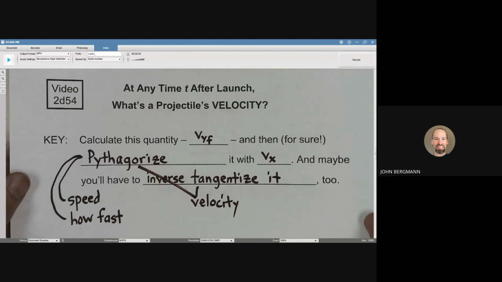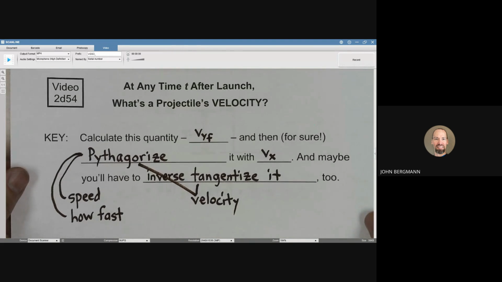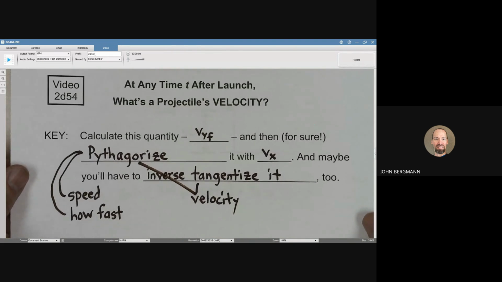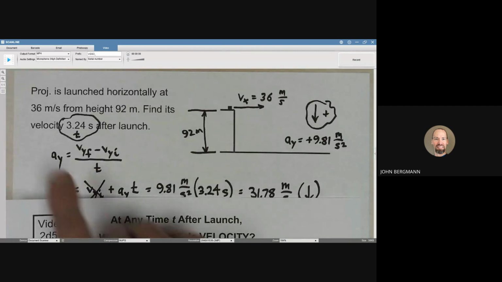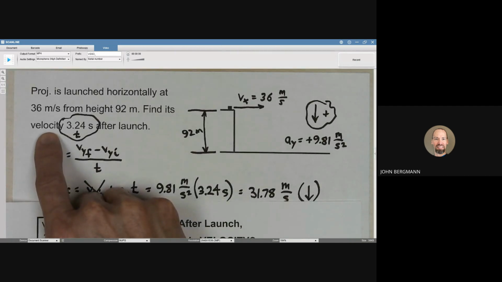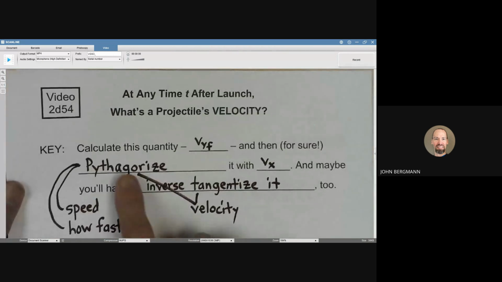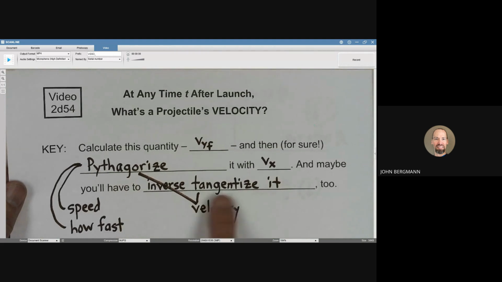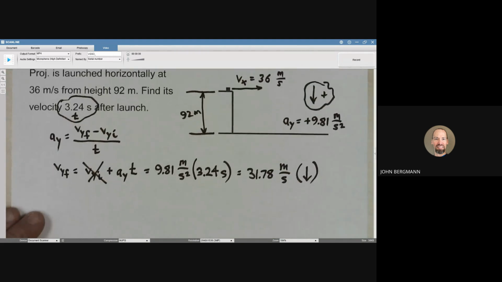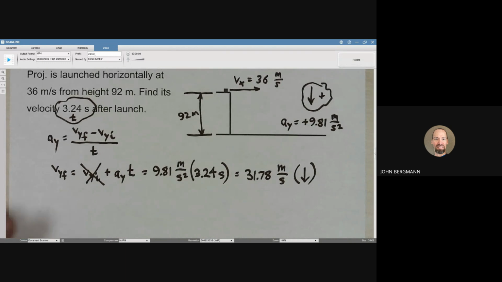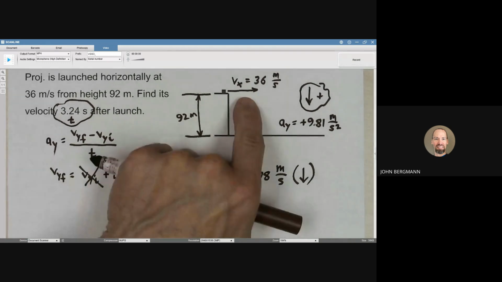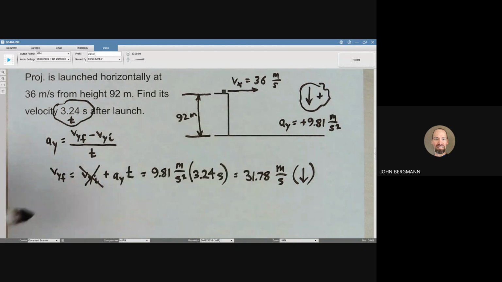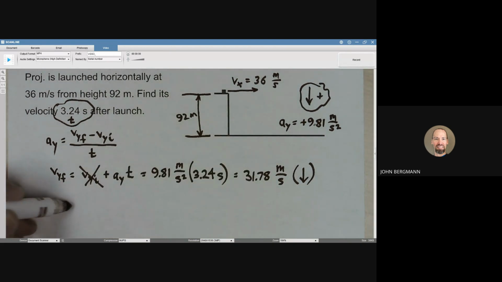Then what did we do? We got to Pythagorize it with Vx. And then, does it say we need a velocity? It does. You see where I'm pointing? Right there. Velocity. So that means not only do we need to Pythagorize this with Vx, but we then also need to inverse tangentize them. So let me sketch these out. Vx, check it out. It's at the top of the screen. See that? 36 meters per second. So there's 36 meters per second.